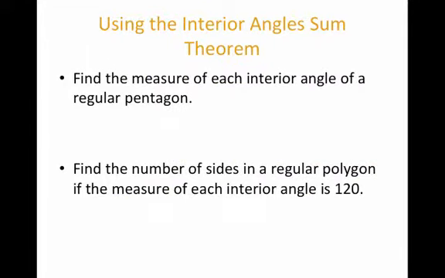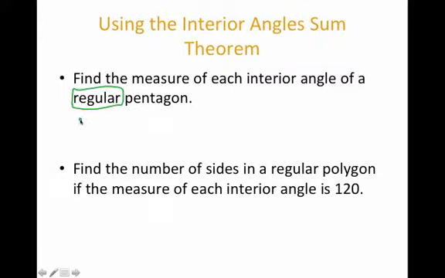Another kind of problem that you might encounter is a problem like this, where we need to find the measure of each interior angle of a regular pentagon. Remember what regular means. A regular polygon has all congruent angles and congruent sides. So every single angle in a pentagon is going to have the same measure.